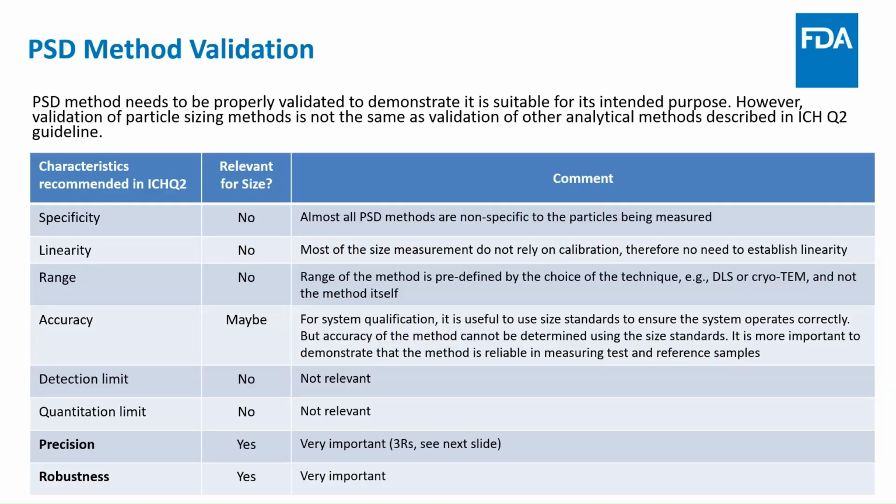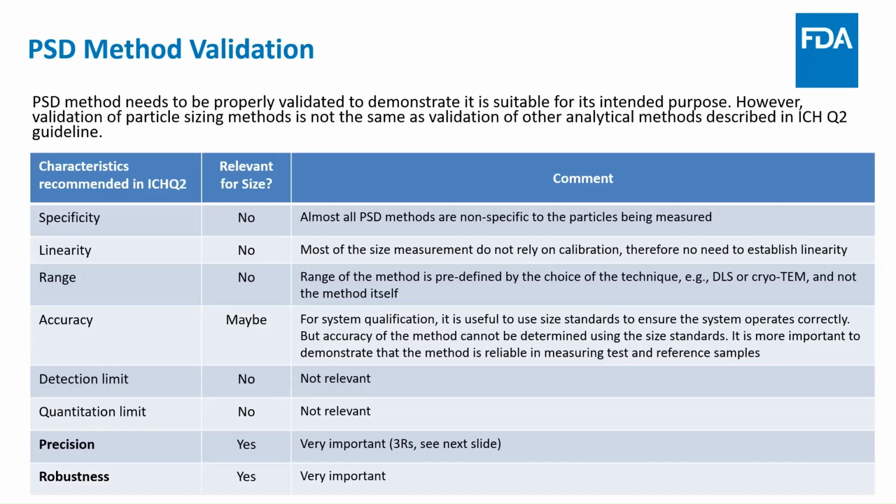Certainly, if a company does not perform the measurement using the size standard, it's not something you have to request them to do. Certainly, if they provide it, that's good. You can look at it. And detection limit and quantitation limit go with linearity or range, but they're not relevant for the range and linearity here. So really, there's no detection limit or quantitation limit.